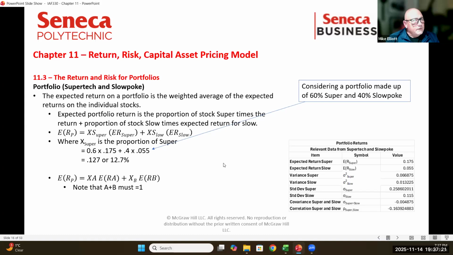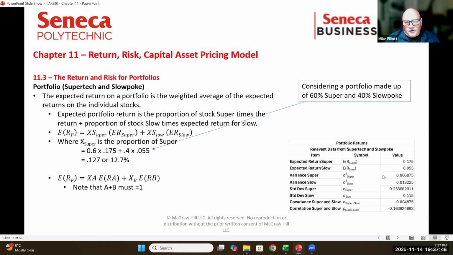Be careful, though, because you're going to see in a minute that it gets more complicated fast the bigger the portfolio gets. The other thing you have to remember is while we're doing this calculation, all the pieces of the portfolio have to equal 1. So we have 60% of super and 40% of slow, adding them together, that equals 1. If we had 3 stocks, we do 33, 33, 33 if you want, but they still have to equal 1.